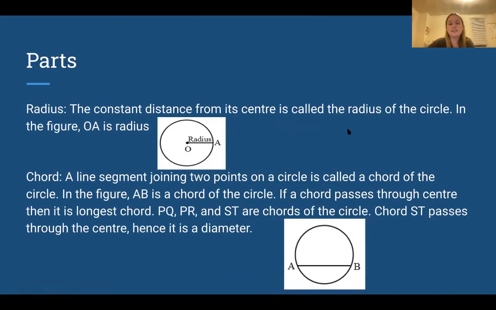We also have the radius. It's the constant distance from the center to the edge. So here, O to A, that's the radius. Anything from the middle to one end.